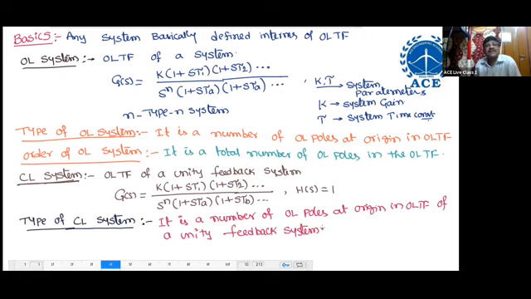Why? Because type is linked with steady state errors. Steady state errors are also valid for unity feedback. Type is also valid for only unity feedback systems. So it is valid for only unity feedback. Get the screenshot if you want.